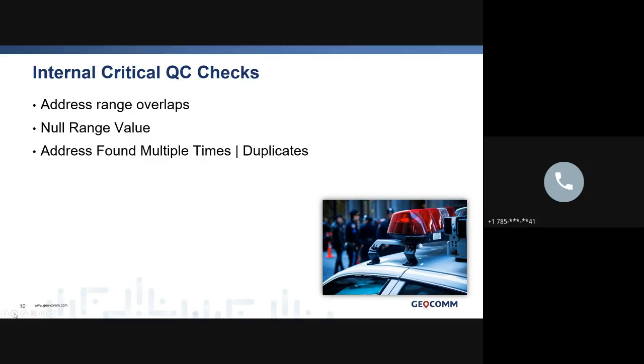So just 3 more critical errors internal to the jurisdiction. Range overlaps. Also, we will look for null range values, which I just took a look at this morning, and I could not find any jurisdiction that had submitted null ranges in their values, so I think we are good there. And then also address found multiple times. This is the SSAP duplicates check, where it identifies address points that have the exact same address. Everything is the same. There's no sub-addressing information, or the sub-addressing information is duplicate. So this is truly duplicate addresses that we're checking for, and not stacked address points.